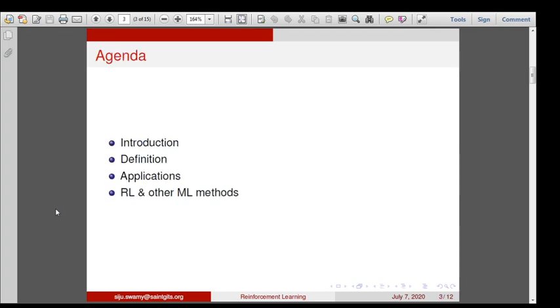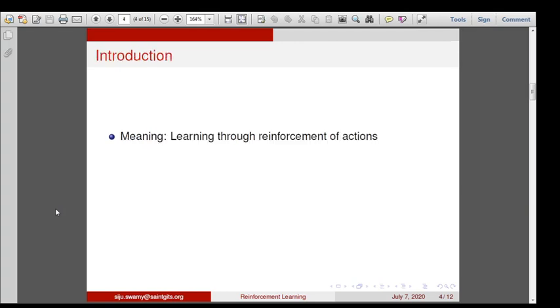Today's agenda is an introduction to reinforcement machine learning, then a definition, some applications, and some comparison of reinforcement learning with other machine learning models that we have discussed in previous lessons.